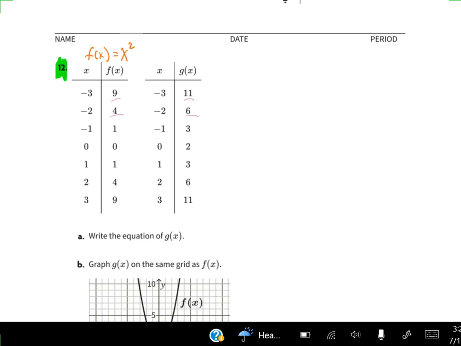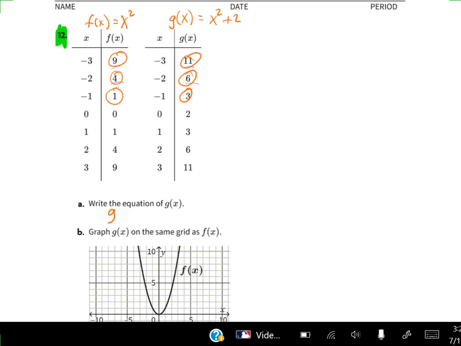To get g of x, though, we go from -3, 11, -2, 6. All right, so essentially what we're doing is we're adding 2 onto 9 to get 11, adding 2 onto 4 to get 6, 2 onto 1 to get 3. So this is going to be whatever we did for f of x, so x squared, plus 2. So that's going to be the equation of the function for g of x. And I'll write it in here for part A.